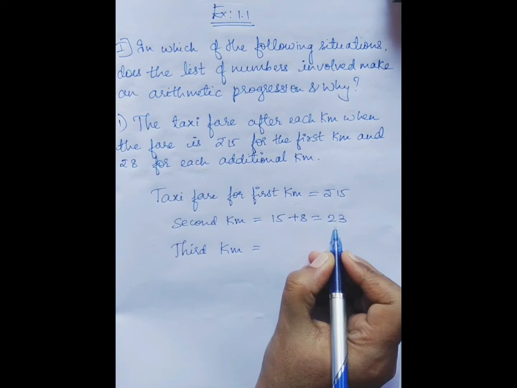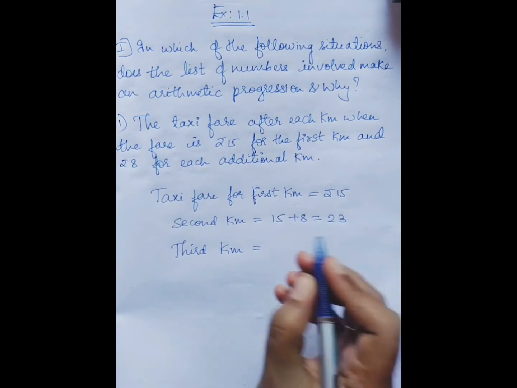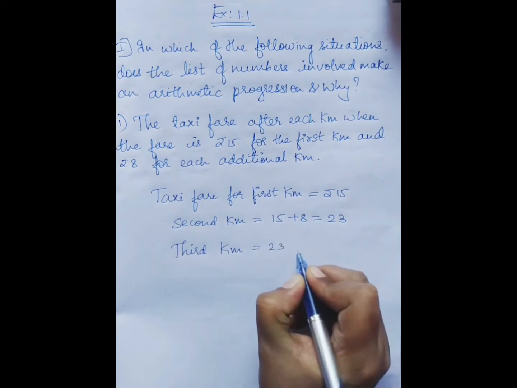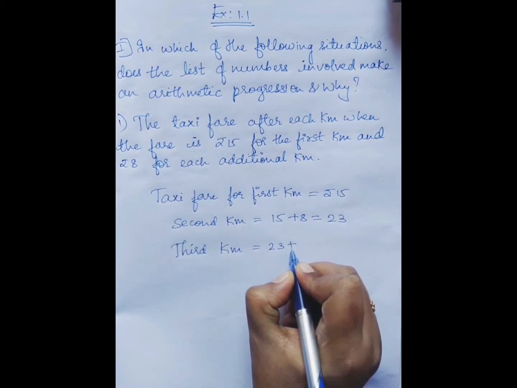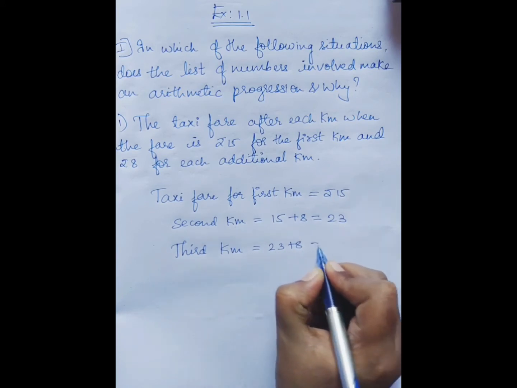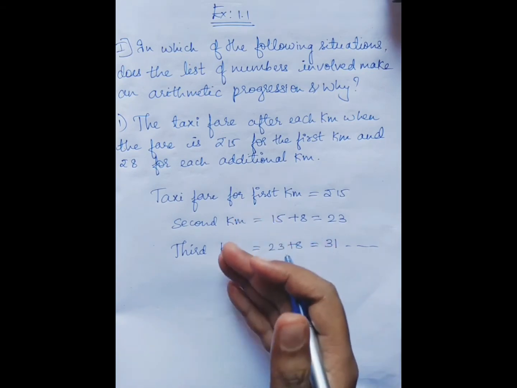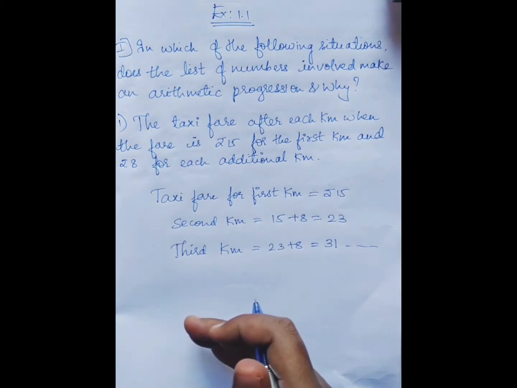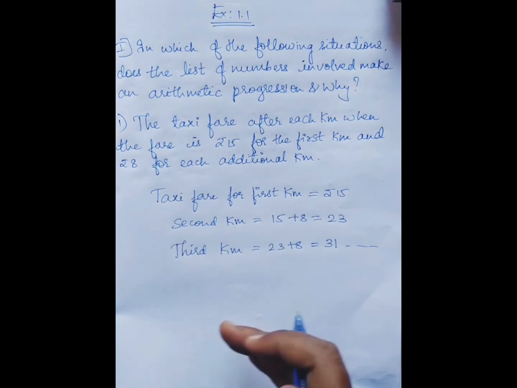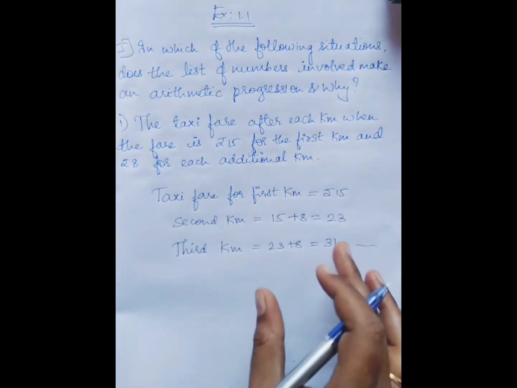Now next I am going to calculate for the third kilometer. So 23 means for the second kilometer you are paying 23 rupees. So I am going to take it as 23 plus 8, because if the taxi person is asking you 8 rupees extra, for the next kilometer also he will ask you 8 rupees extra. So 23 plus 8 will be 31, and so on. As many kilometers as you are travelling, you can calculate for it, that is the 4th kilometer, 5th kilometer. According to the question, we have solved the solution.